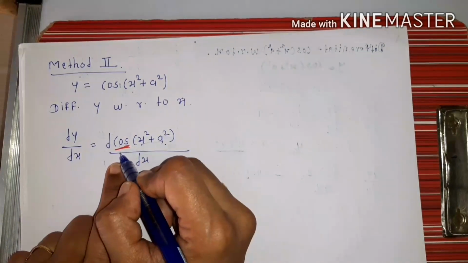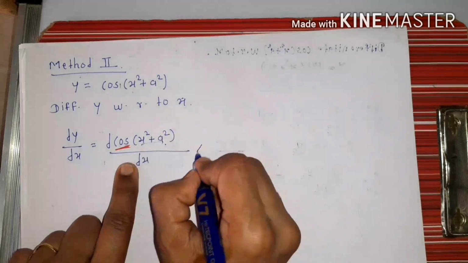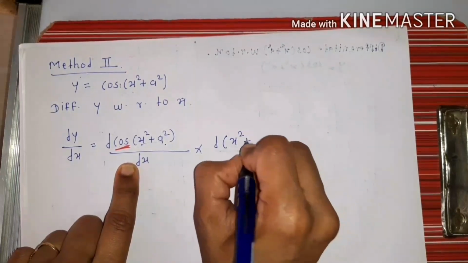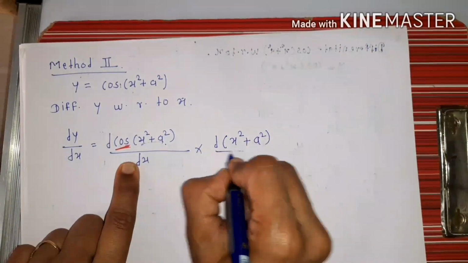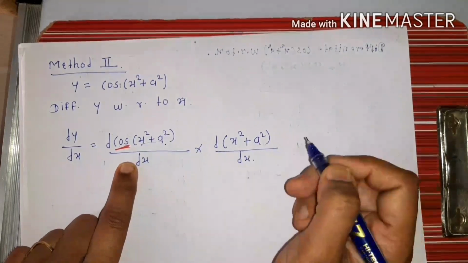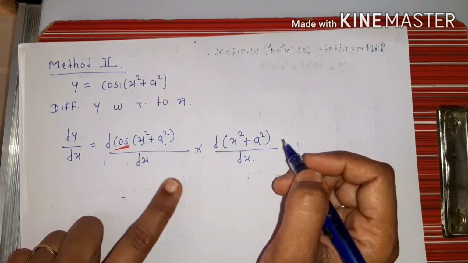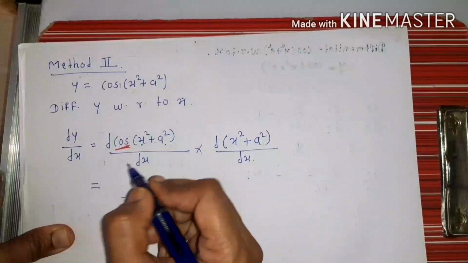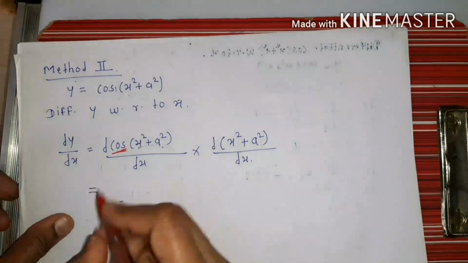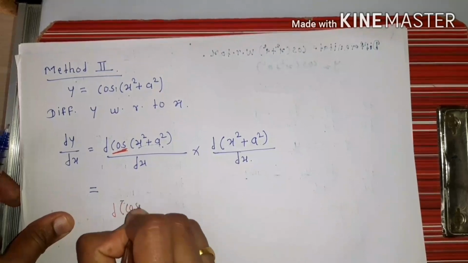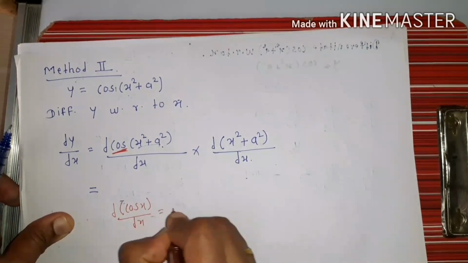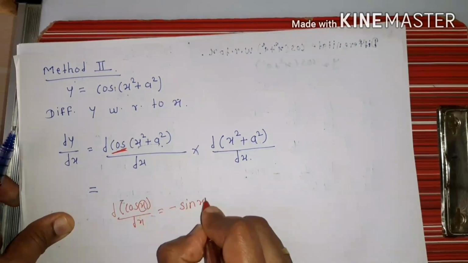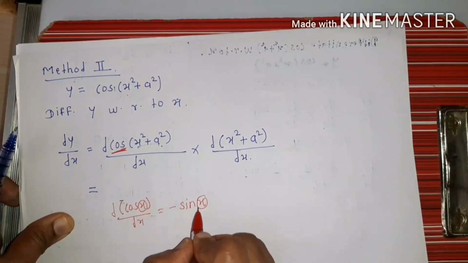In this step first we differentiate cos, then into differentiation of x square plus a square with respect to x. Okay, and differentiation of cos, we know the formula of differentiation of cos x. Differentiation of cos x is minus sin x. Here the variable is x. Differentiation of cos x is minus sin x.